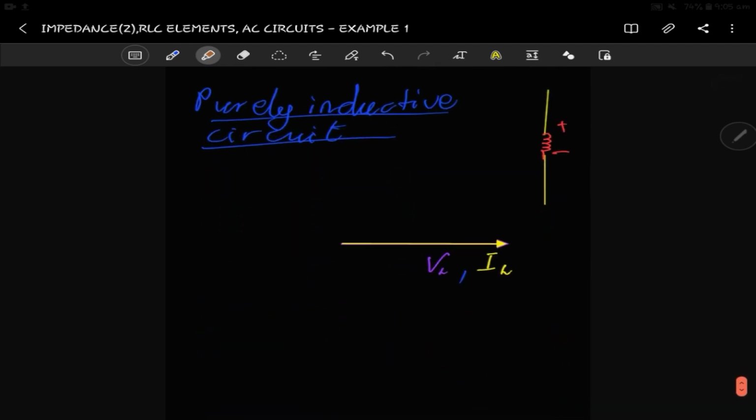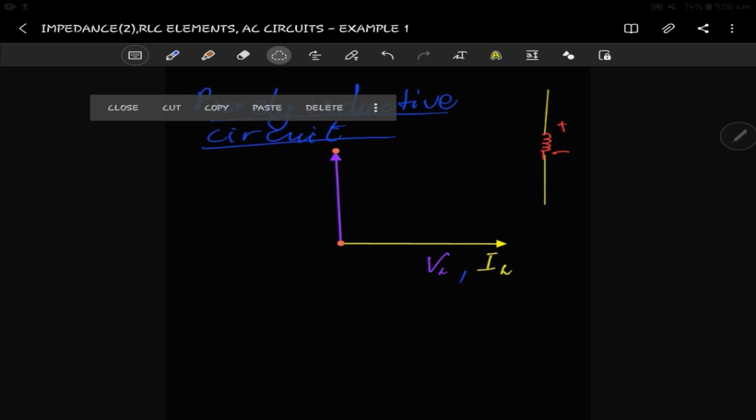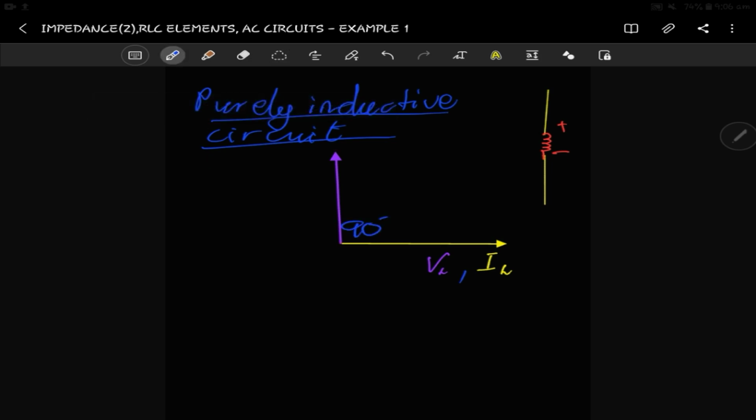We have a purely inductive circuit. You can check the discussion if you haven't. What we said about this is that the voltage and the current are not in phase. This means that there's only an inductor in the circuit. Which one is leading, which one is lagging? You can check that. We got to know that for a purely inductive circuit, the voltage leads the current by 90 degrees. So the voltage leads the current by 90 degrees, as we can see, the purple and the yellow.